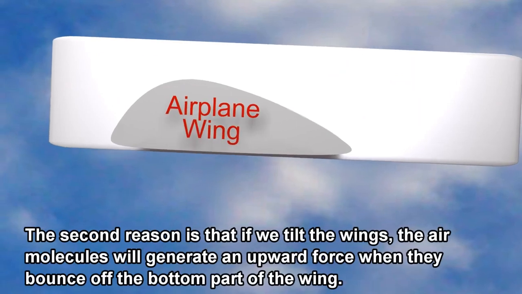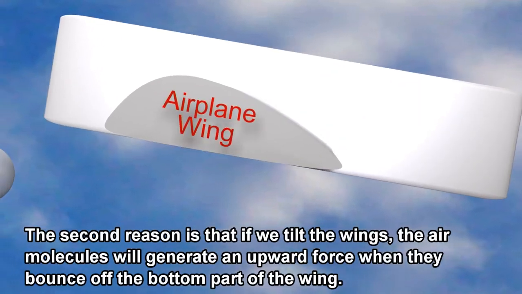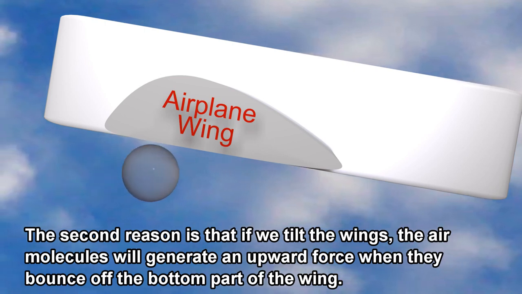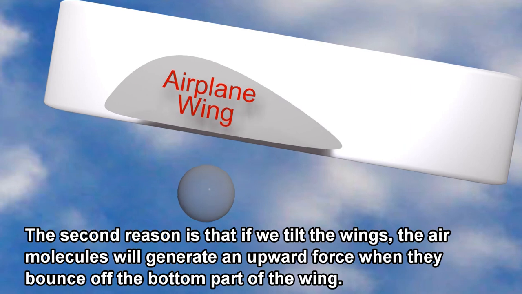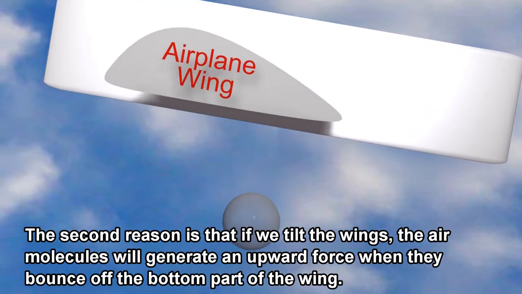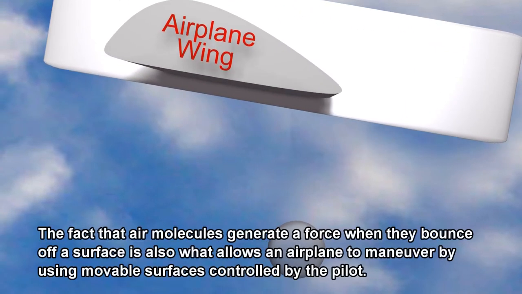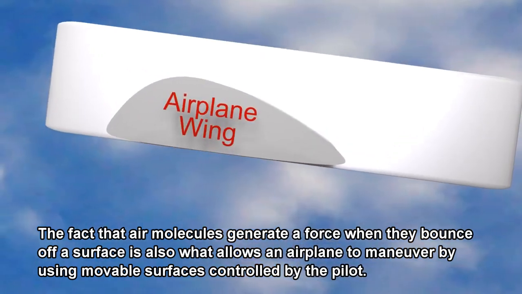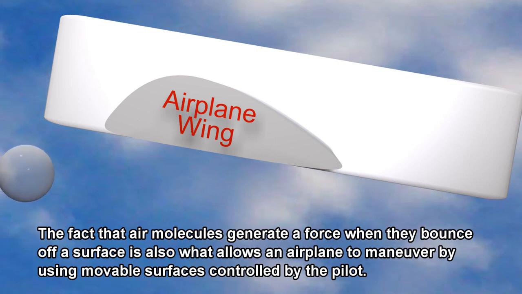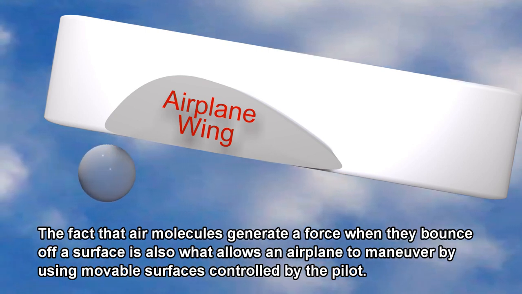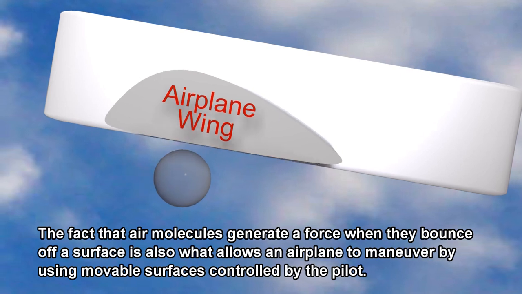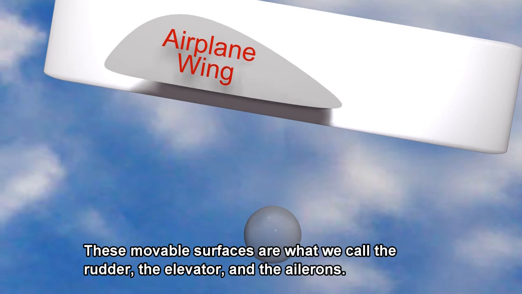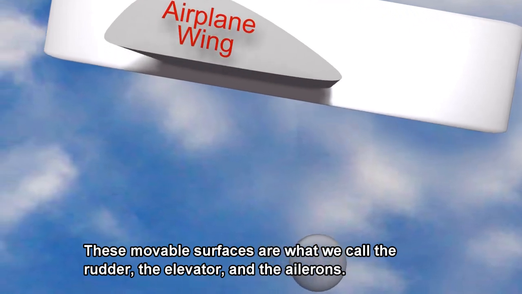The second reason is that if we tilt the wings, the air molecules will generate an upward force when they bounce off the bottom part of the wing. The fact that air molecules generate a force when they bounce off a surface is also what allows an airplane to maneuver by using movable surfaces controlled by the pilot. These movable surfaces are what is called the rudder, the elevator, and the ailerons.